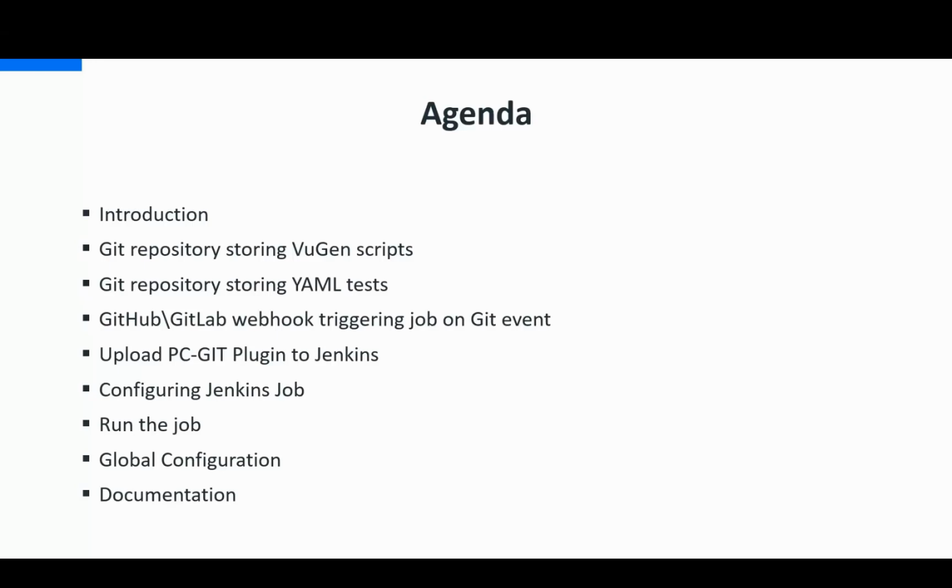Configure Jenkins jobs, which is the most important one. To run the job, we'll make a demo of everything. We'll look at the global configuration. There is just one setting that has been added in case something goes wrong with the plugin. It allows to display the Java stack trace for the exception. This can be helpful for the support to understand what is failing exactly, what method is failing, what class. And then we'll review the documentation.